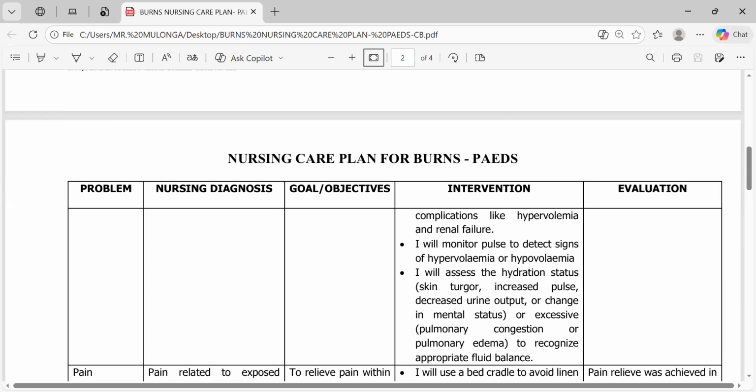So basically, this point is just saying that I will assess the hydration status to note if the patient is being hydrated or not, or to note if the condition is improving, because our goal is to monitor whether we are replacing enough fluids. So here we can just assess the signs of dehydration. Okay, so the signs of dehydration, poor skin turgor, increase in pulse, decreased urine output, all those will just help us to rule out dehydration or to note if the condition is improving.